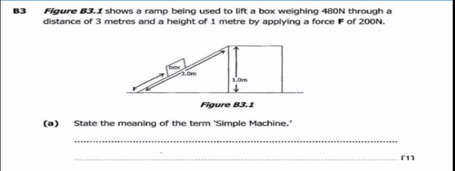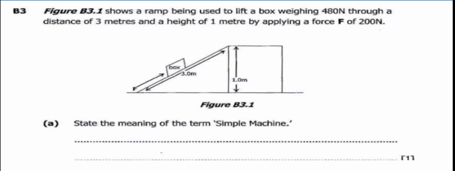So the next question is coming from simple machine. And it reads, figure B3.1 shows a ramp being used to lift a box weighing 480 newtons through a distance of 3 meters and a height of 1 meter by applying a force F of 200 newtons. Okay. Question A. State the meaning of the term simple machine.